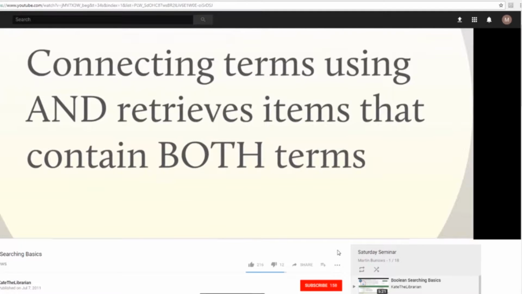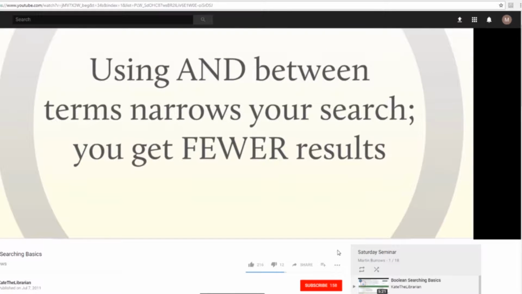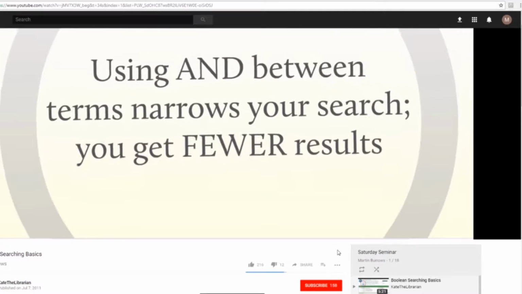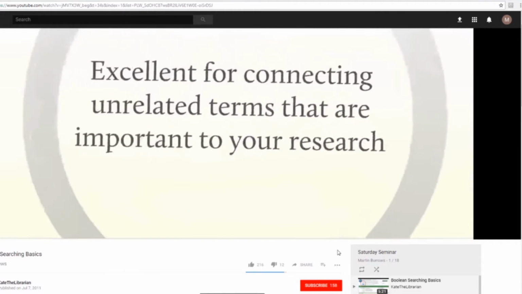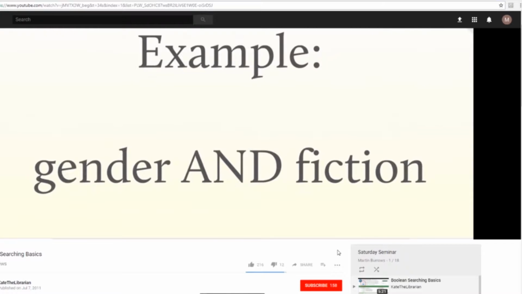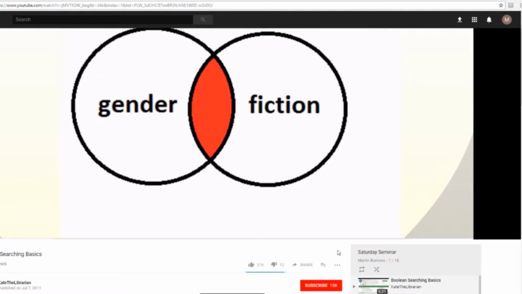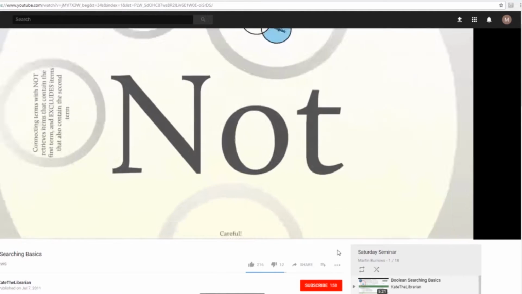Connecting terms using AND retrieves items that contain both terms. Using AND between your terms narrows your search and you get fewer results. AND is excellent for connecting unrelated terms that are both important to your research. For example, gender AND fiction will retrieve results that contain only both terms.